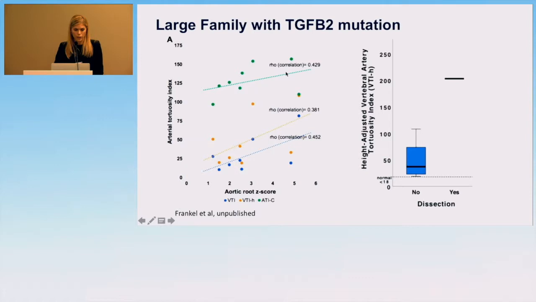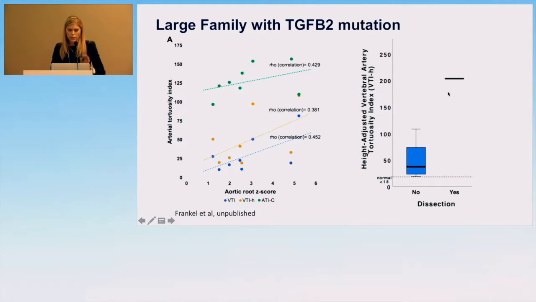This is overall aortic tortuosity. These are vertebral artery tortuosity. And this is just looking at who dissected. Our second guy did not make it on this because I just got his tortuosity index, but it was 75. You can see that the ones that dissected were significantly higher. And this is all in the same family with the TGF-beta2 mutation.